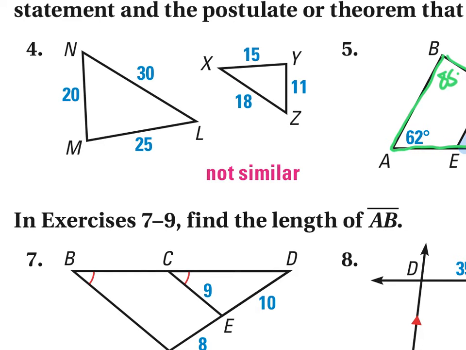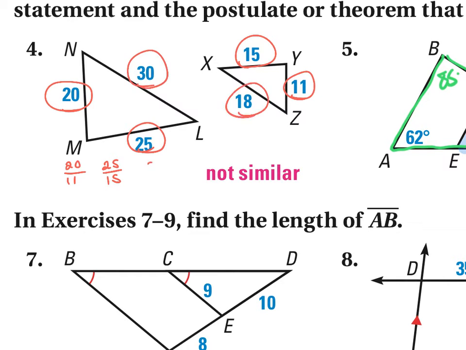Number 4, you had to match up your side lengths. So smallest here is 20, smallest here is 11. So I could do 20 to 11. Middle, 25 to 15. Largest, 30 to 18. And then they all had to reduce the same. So these reduced like the second and the third, right? This is 5/3. This is 5/3, but this doesn't reduce, so it doesn't work. It's got to be all 3 sides. Careful, because they'll probably do that to throw you off. It's got to be all 3 sides.